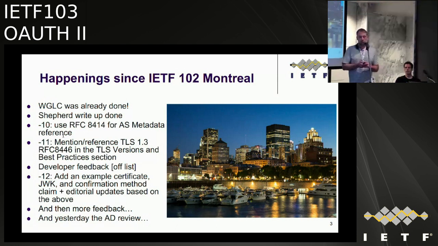Got some developer feedback off list that basically asked for some clarifications, particularly around exactly how the confirmation hash of the certificate was generated and the encoding of that. So I tried to clarify some wording, which may be clarified again based on some AD feedback, but that also resulted in adding an example certificate and corresponding value so that developers could actually check their work and make sure it matches up to what's specified.